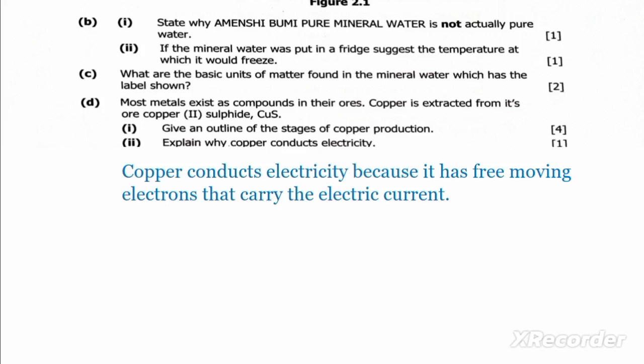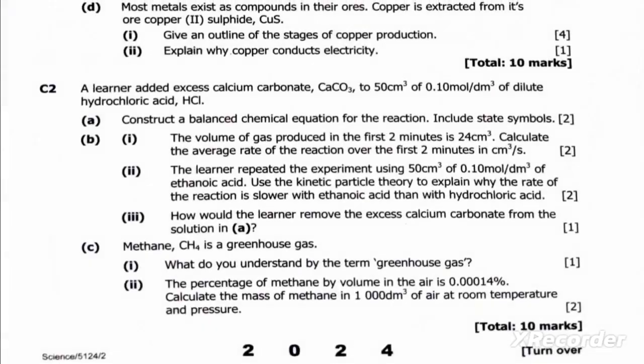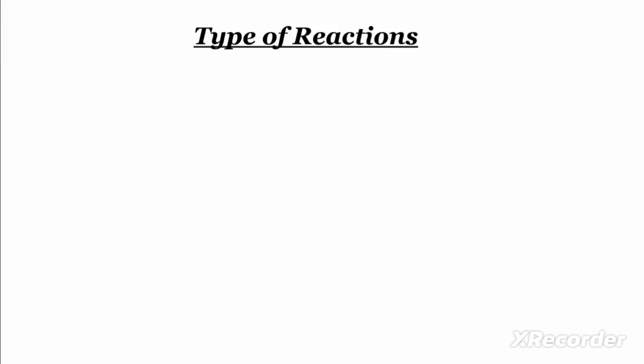Now let us move to question C2. Elena added excess calcium carbonate to 50 cubic centimeters of 0.10 mole per cubic decimeter of dilute hydrochloric acid. C2A, construct a balanced chemical equation for the reaction. Include state symbols. The question is carrying 2 marks.